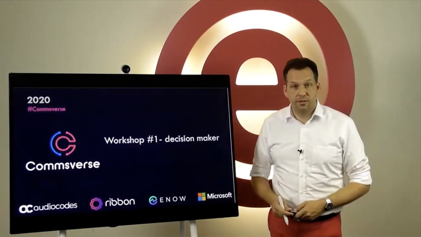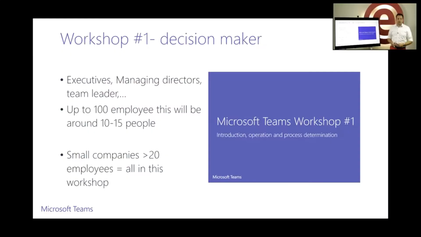We have to see. Okay. Workshop number one is the decision maker workshop. We have the executives, the managing directors, or the team leaders in this workshop. Up to 100 employees, I think you have 10 to 15 people in this workshop, maybe. In smaller companies, less than 20 people, just put everybody in this workshop. It doesn't matter how big the room is where you can do this training, or maybe you do it via webinar. But we have to have these executives and team leaders in one room, talking about Teams and how we can implement it.